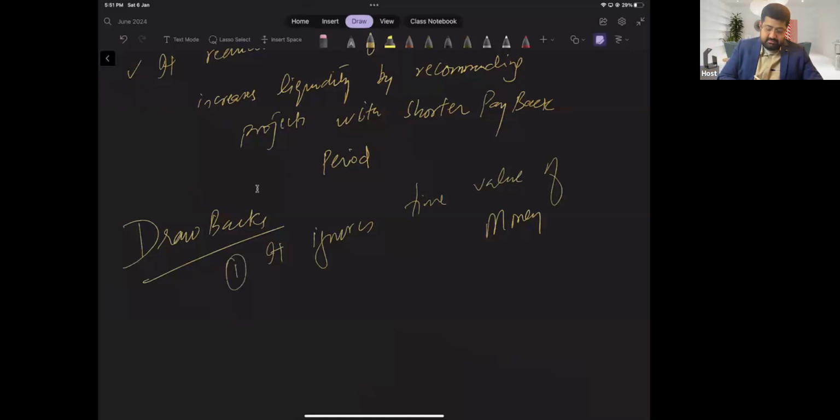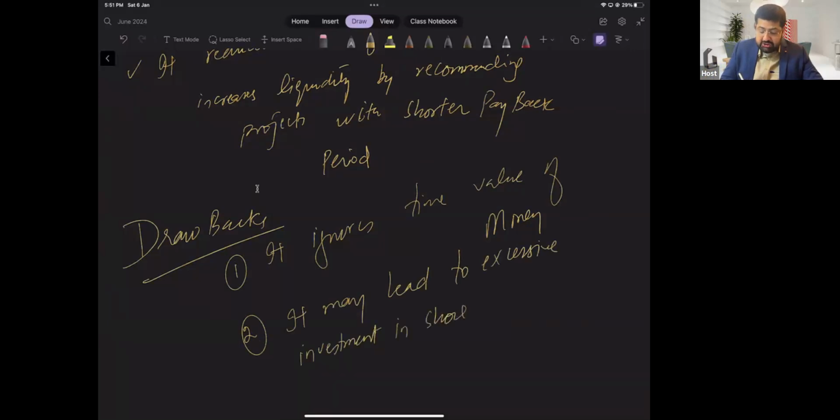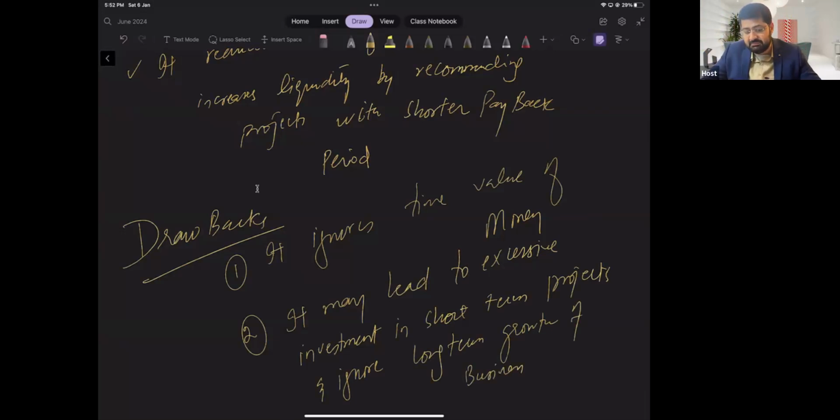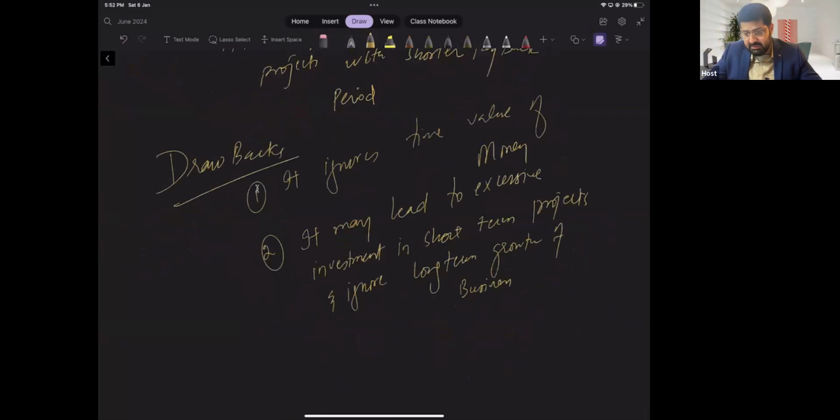Second, it may lead to excessive investment in short-term projects. You invest in short-term projects with shorter payback and ignore the long-term growth of the business. It may happen. Long-term growth may be ignored.